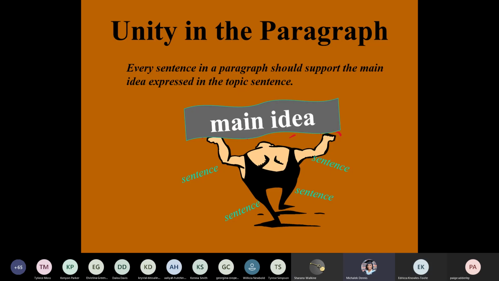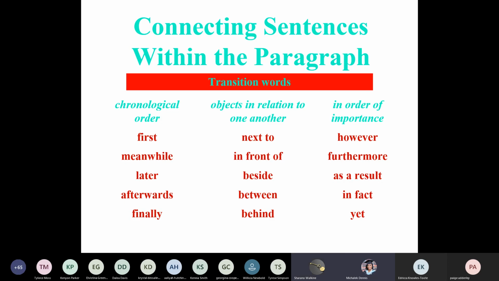Now let's move on. So yes, we're talking about unity. All of that is wrapped in the same thing. So support the sentence. You're supporting your main idea. All right. Connecting sentences within the paragraphs. Can some of you, before I put the transitional words here, identify some transitional words that you use when you're supposed to connect your sentences or even paragraphs? A lot of you know them because you have to use them in your writing.